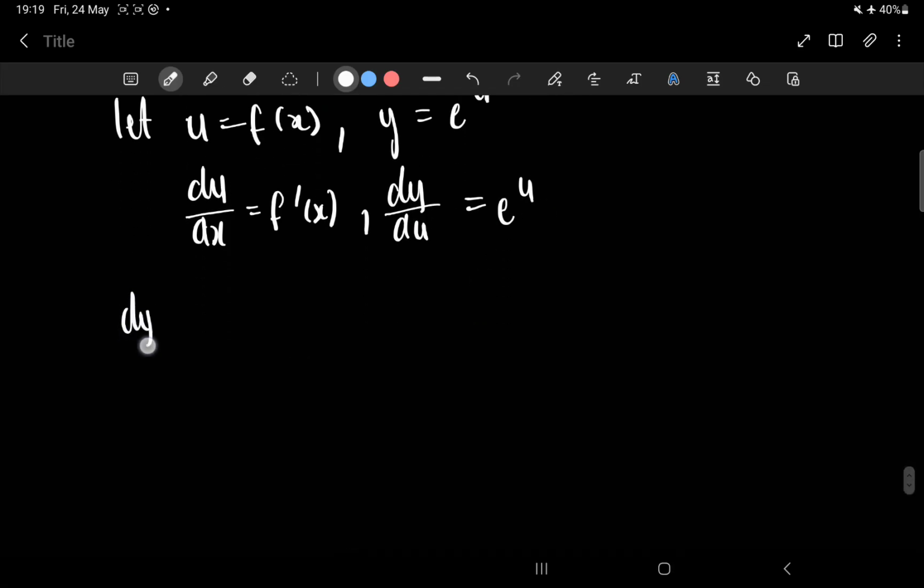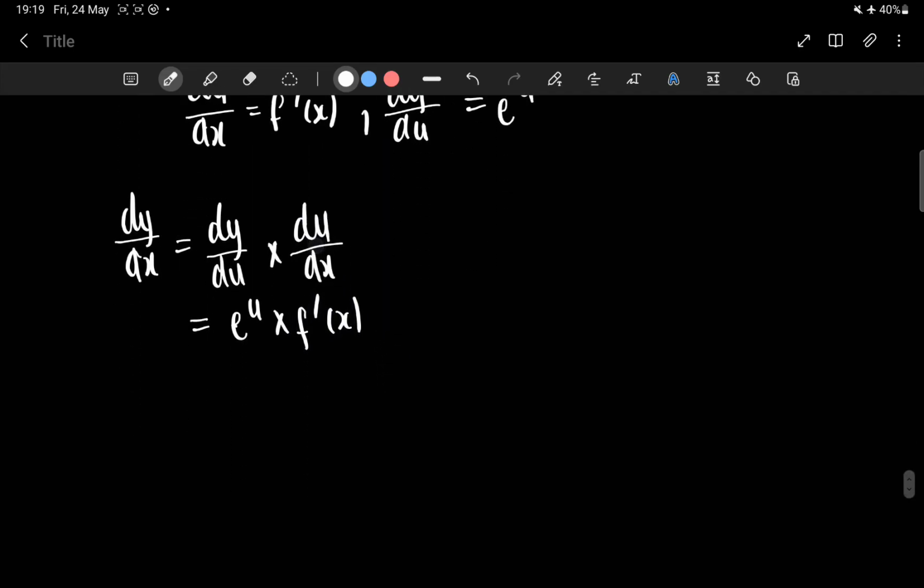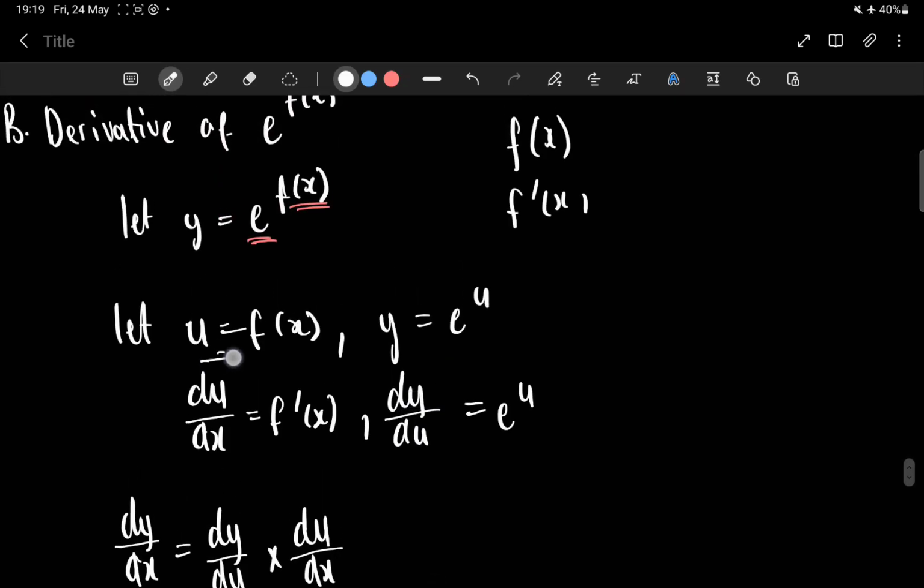Now I'm going to say dy dx, which is what I want, is equal to dy du times du dx. So what is dy du? e to the u, times what's du dx? f dash x. So it is just f dash x times e to the u, which is going to be, what is u? u is f of x.